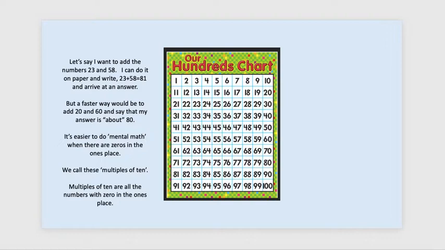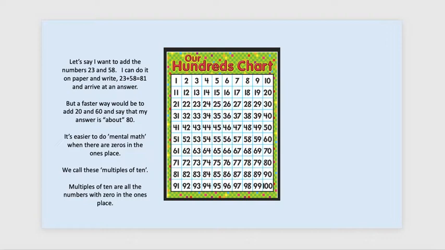Let's say I want to add the numbers 23 and 58. I can do it on paper and write 23 plus 58 equals 81 and arrive at an answer. But a faster way to do this, to do some mental math, would be to add 20 and 60 and say that my answer was about 80. We say about because it's not exactly 80, it was about 80.